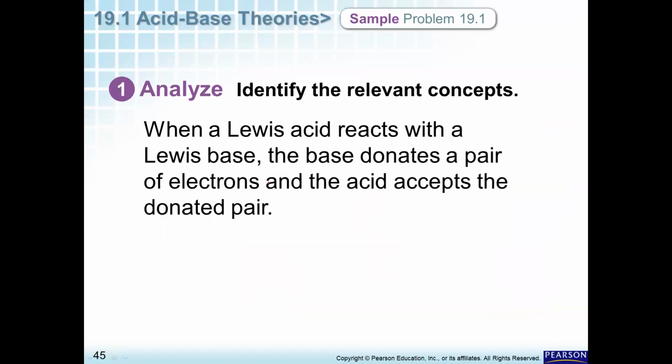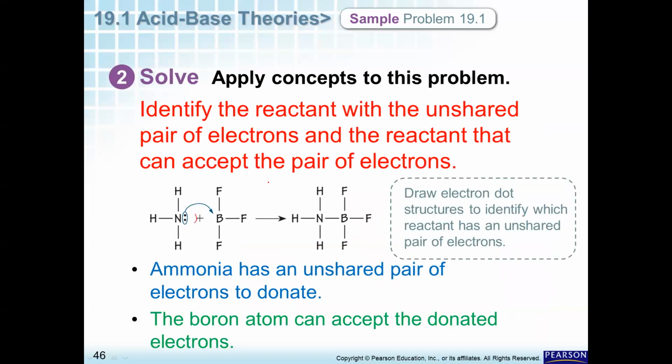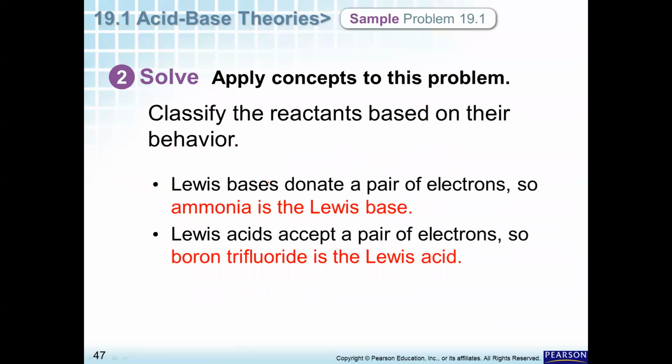So if you look at this picture here, this is what will happen. These lone pairs coming from the ammonia will be given to the boron fluoride. So boron fluoride in this case is acting as an acid. What kind of acid? It's a Lewis acid. And this one is acting as a Lewis base by donating a pair of electrons. They will form this kind of bond, which is a coordinate covalent bond because it's coming from one side. So ammonia has an unshared pair of electrons that can be donated, and the boron atom accepts the donated electrons.